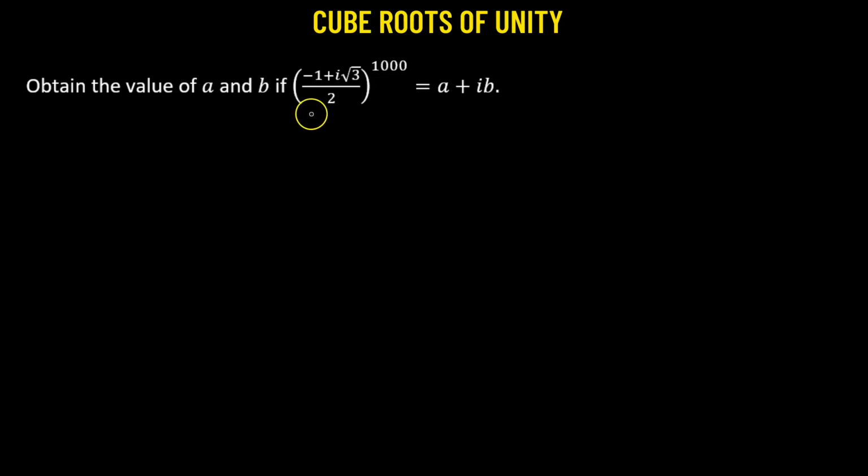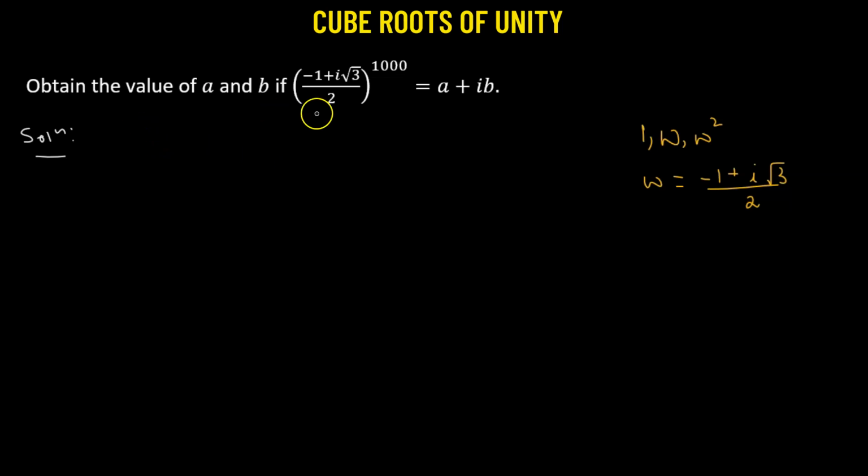In this problem, we need to obtain the value of a and b given that ((-1 + i√3)/2)^1000 = a + ib. To begin with, we'll consider the cube roots of unity. So the cube roots of unity are 1, omega and omega squared. And here omega has the value (-1 + i√3)/2. So let's use this value.